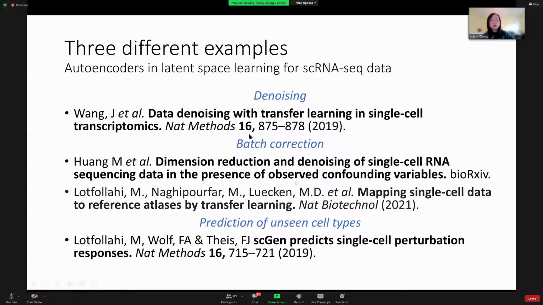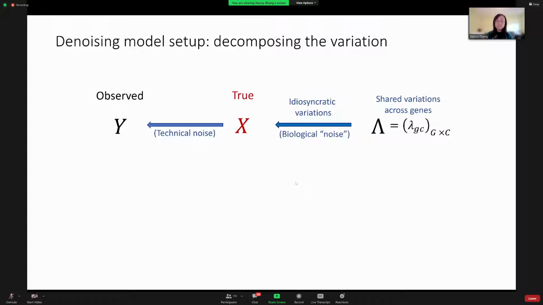And then we're going to go into a more complex problem of batch correction. There, I'm going to talk about 2 papers, both using very similar variational autoencoders to do batch correction. And then we're going to talk about the prediction of unseen cell types, which is exciting, basically using variational autoencoders to predict what might happen to a cell type if you were to, say, stimulate it.